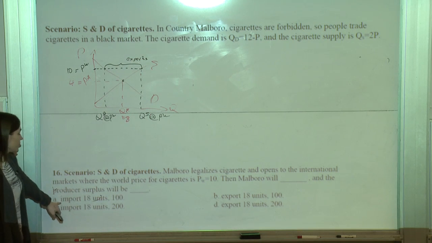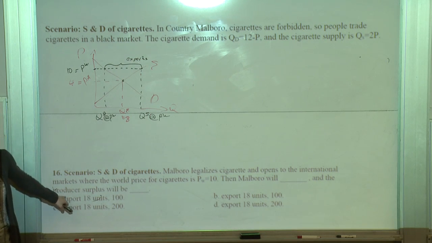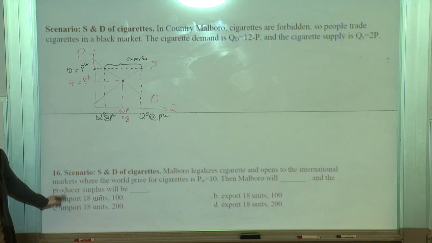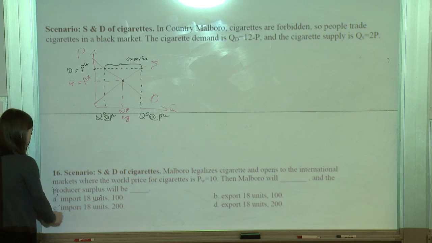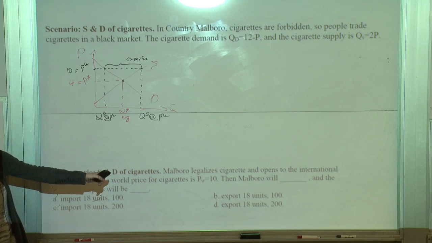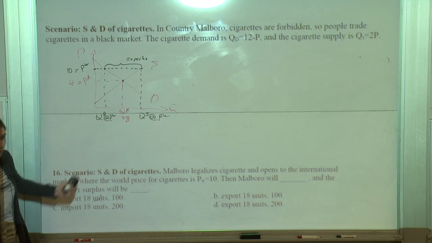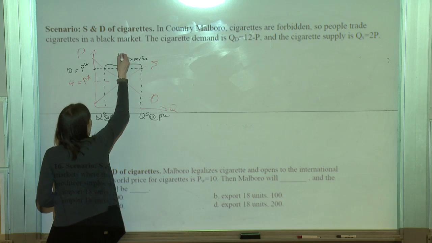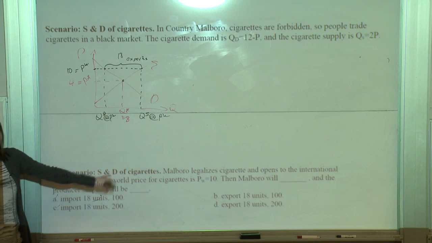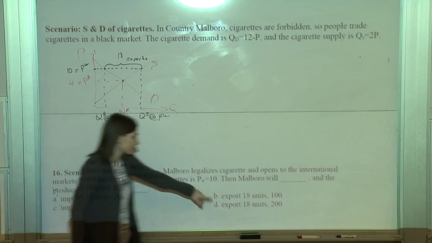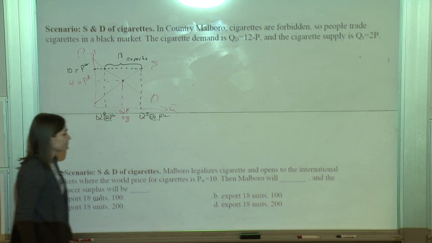Right, so we can eliminate A and C, because they're telling us we're going to be importing. That's not the case. And we know that exports must be 18, because that's all we have given. So this must be 18. We can calculate it nonetheless, but we have it there. There's no other option. So they're going to export 18.